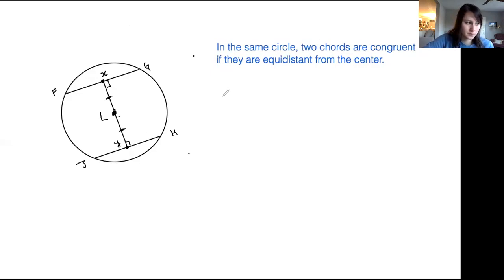So LX would be congruent to LY. And if this is true, then FG is congruent to JH. I can flip these around: if FG is congruent to JH, then they are equidistant from the center, and if they are equidistant from the center, then the chords are congruent. Keep this in your notes, and let's go back and do our last two problems.